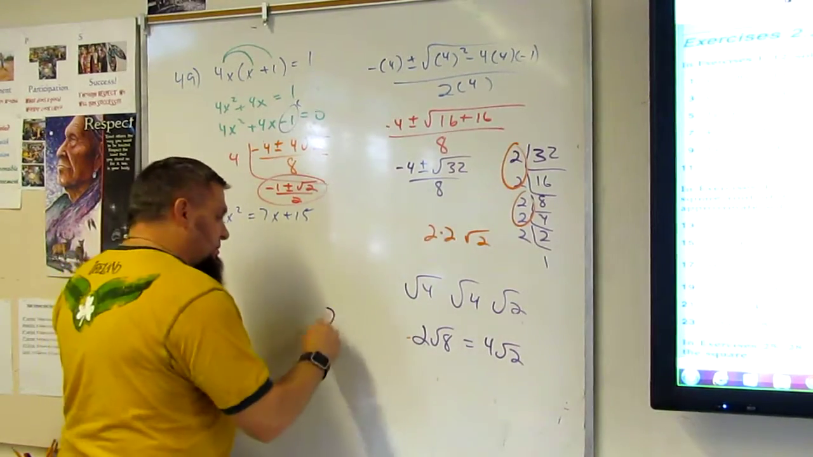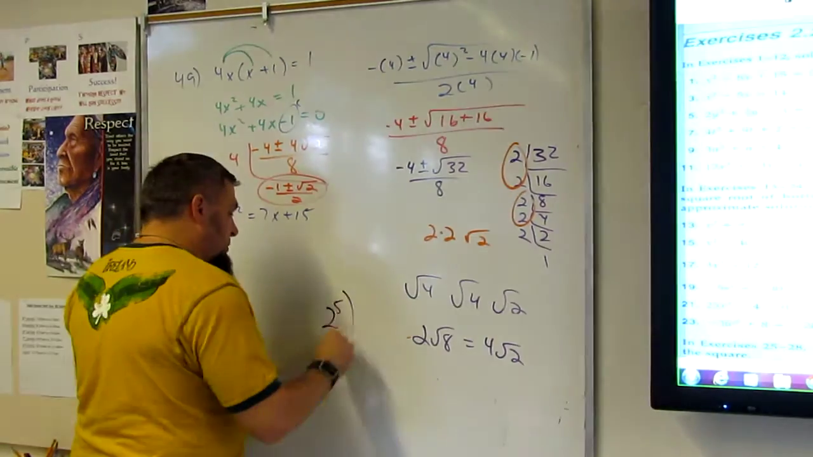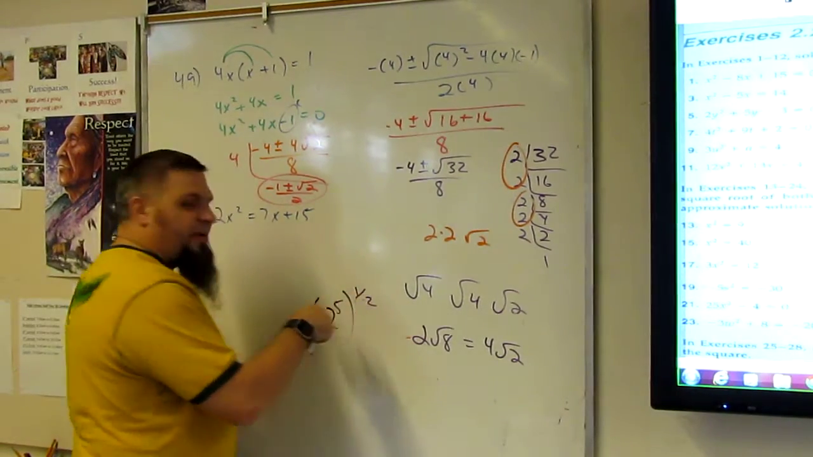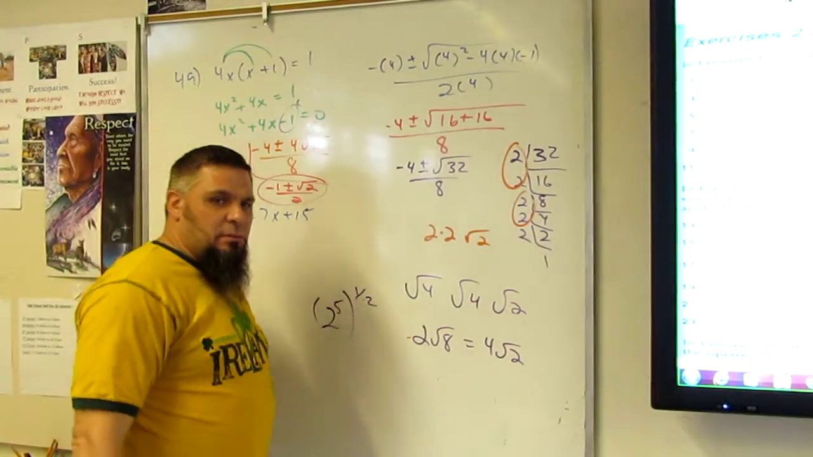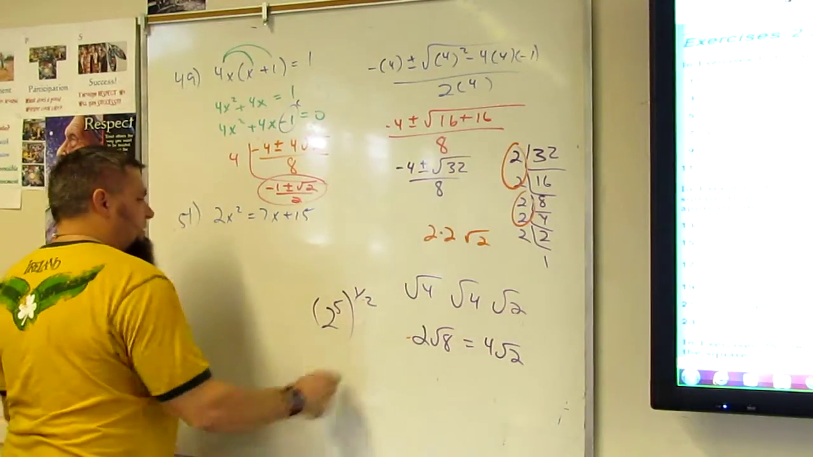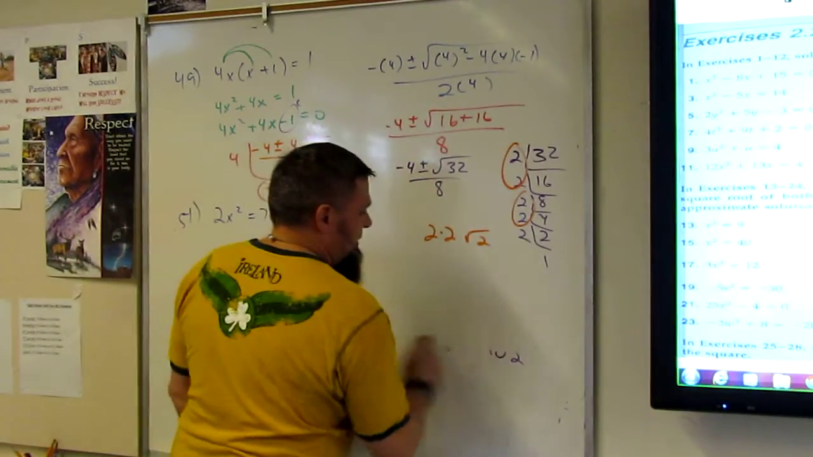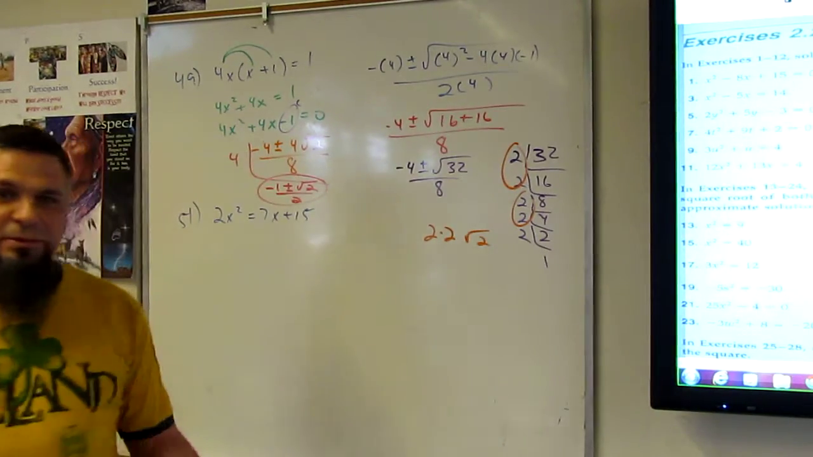Think of it like this: 2 to the 5th to the 1/2 power. What's 1/2 of 5? Okay? Oh wait, so it is 4 square root of 2. Of course it is. And I'm not just saying that because I'm the teacher and I'm always right.